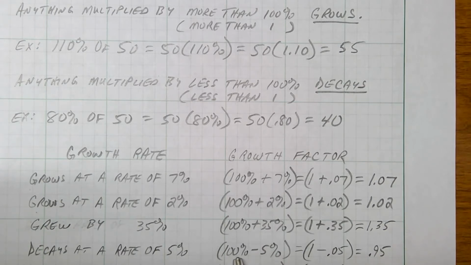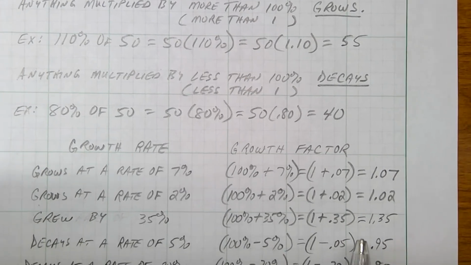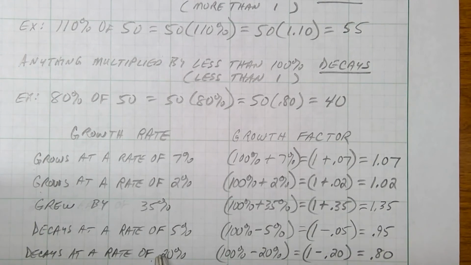You can look at it this way too. You can say 100% minus 5%, that's 95%. Move the decimal, that's 0.95. If we decay at a rate of 20%, decay means we're going to end up multiplying by a number less than 100%.